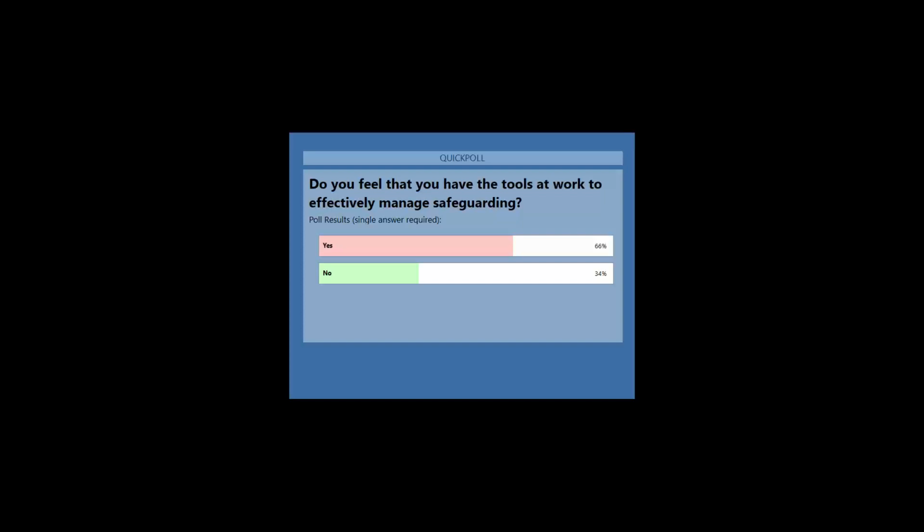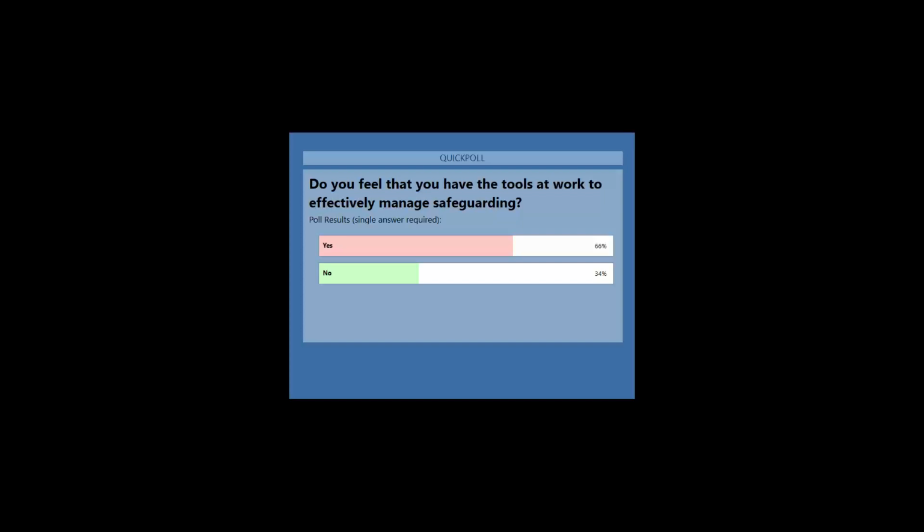So, Dom, in answer to the question, do you feel that you have the tools at work to effectively manage safeguarding? 66% say yes, and 34% say no. Thanks so much. And obviously that's a bit of a drop from the first poll, where a big proportion felt that you've got the culture in the workplace, but that's a drop of 20% with regards to the tools that are available. So I think there's some work to be done there. And again, we're more than happy to help. Please do reach out to us. We've got a variety of documents we can help you with, or we can come and run some sessions. But do think about bringing those into the workplace, because it is really important.